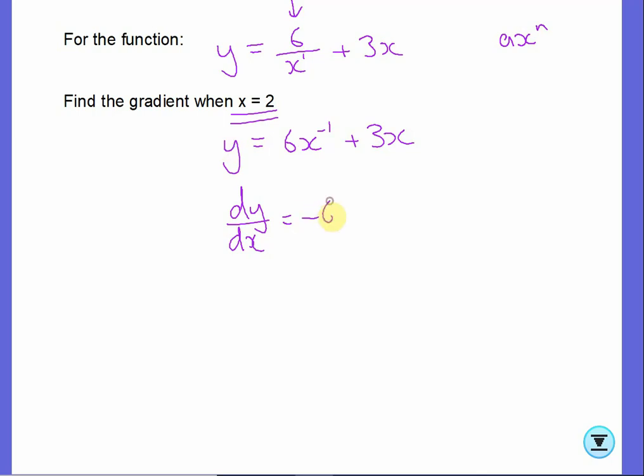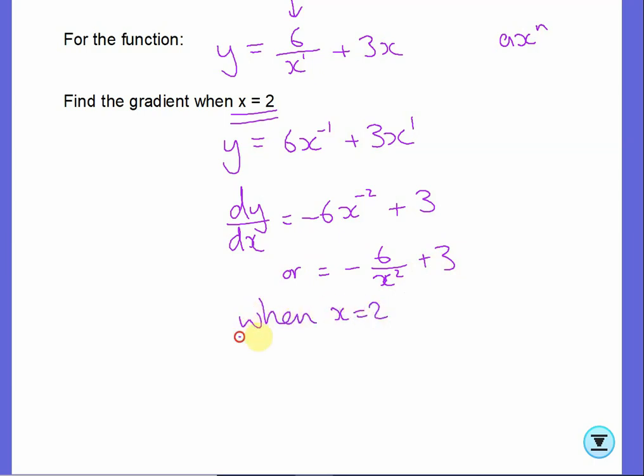So times by the power, minus 6, reduce the power by 1, times by the power, you can put 1 there if you like, reduce the power by 1, x to the power of 0 is going to go, so just lose the x. Now, you can just sub x into here for 2, type it into your calculator, but if you can, I really would urge you to see if you can put it back into this form. So it's a negative power, now it's positive if you put it on the bottom. So I'm going to use that one.